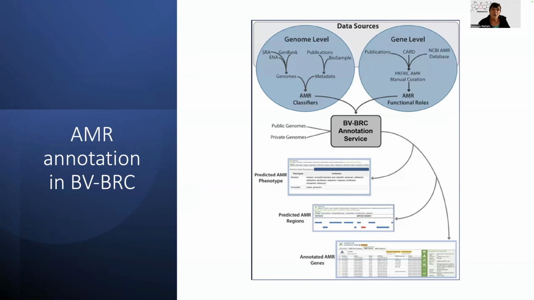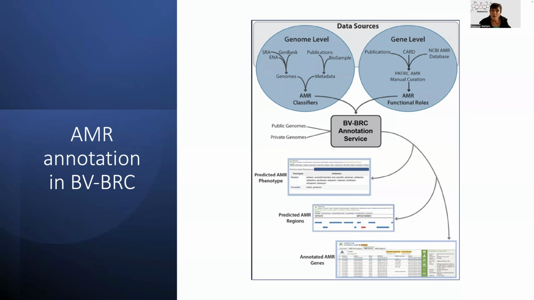I wanted to bring your attention to the way we annotate antimicrobial resistance genes in BV-BRC. There are two data sources. We go at the genome level and at the gene level. Now, at the genome level, we have been looking for large blocks of genomes that have been part of a larger study. And generally, these are put in the Sequence Read Archive. We find them through publications.